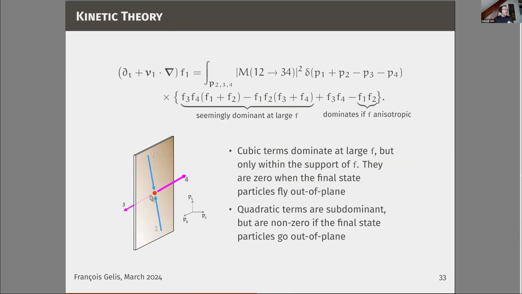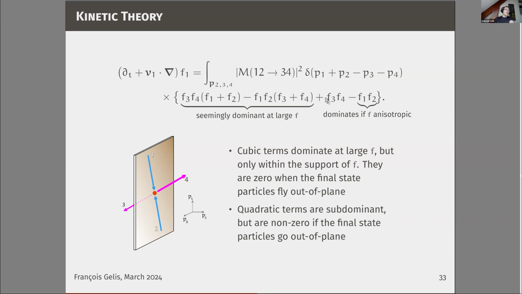Let me switch now to kinetic theory. Kinetic theory is just a Boltzmann equation. Here I wrote a kind of cartoon Boltzmann equation for two-body scattering. f is the occupation number. 1, 2, 3, 4 are labeling the two particles in the initial state and in the final state. You have the energy-momentum conservation delta function and a squared transition probability, if you want, and then a certain combination of the occupation numbers that has both cubic and quartic terms. And here it's a bit easier to see the problem if you drop the quartic term.